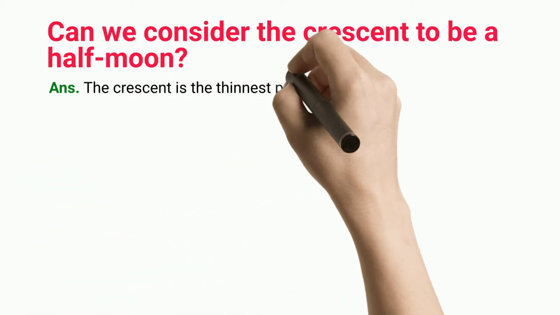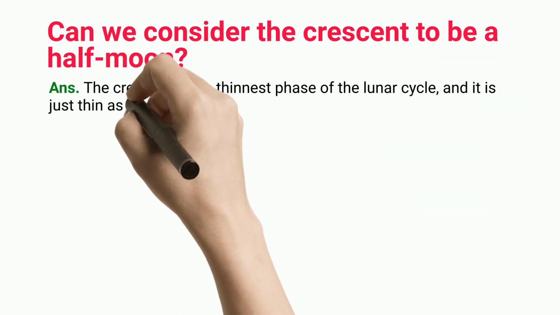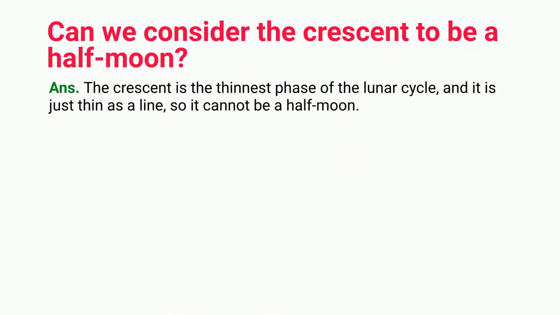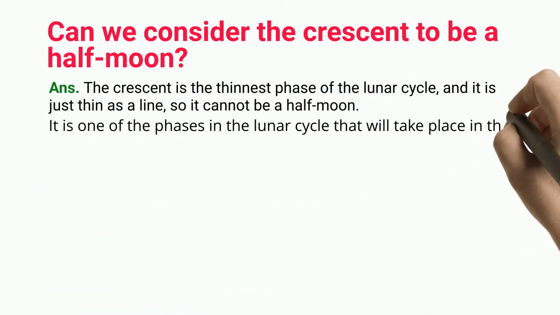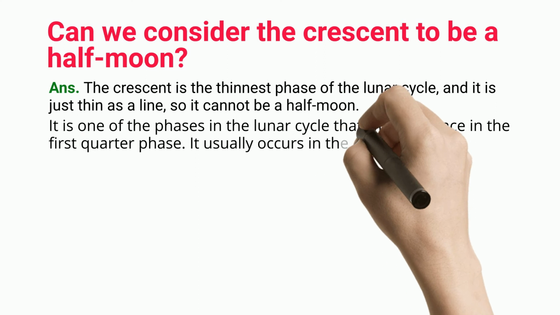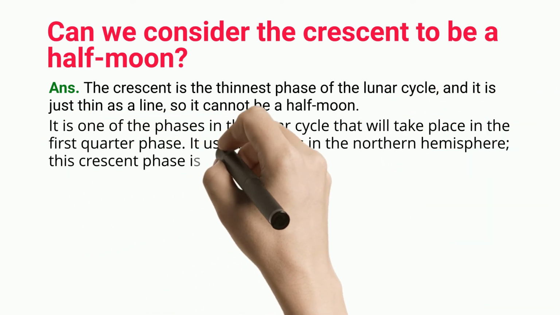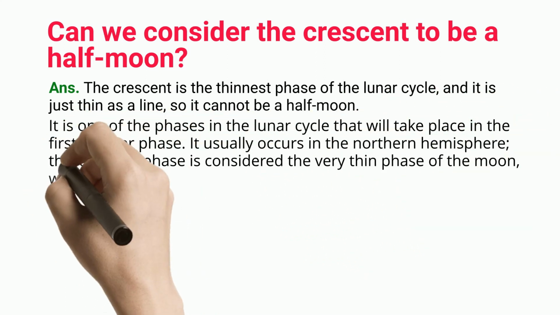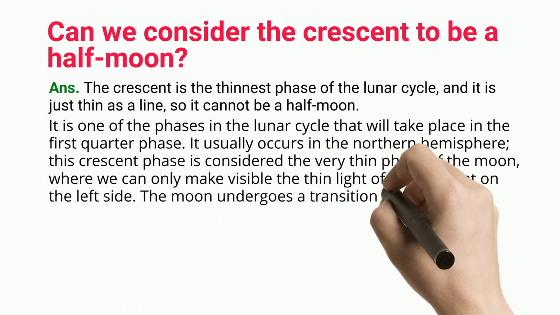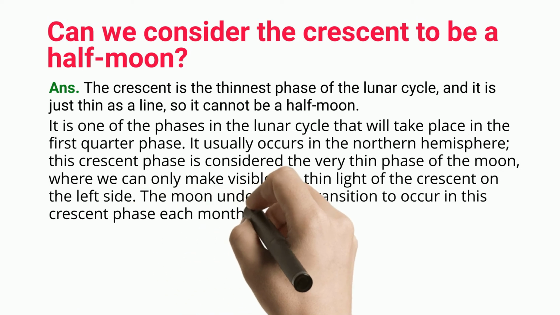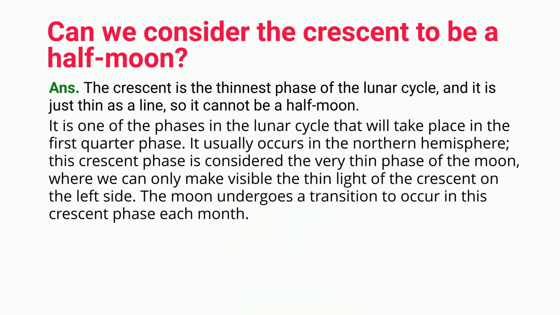Can we consider the crescent to be a half moon? The crescent is the thinnest phase of the lunar cycle, and it is just as thin as a line, so it cannot be a half moon. It is one of the phases in the lunar cycle that takes place in the first quarter phase. It usually occurs in the northern hemisphere. This crescent phase is considered the very thin phase of the moon, where we can only see the thin light of the crescent on the left side. The moon undergoes a transition to this crescent phase each month.